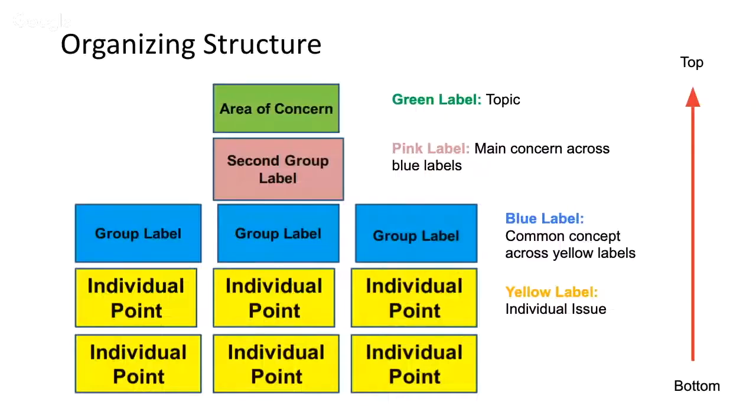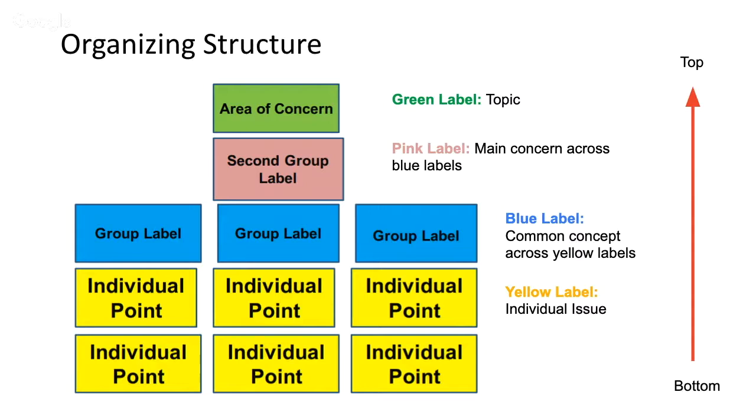Okay, so how do you go about doing this exercise? This exercise is split into four categories, four different labels. We work from bottom to top. First, you have your yellow labels where you list out all your individual issues on each post-it. Then you group them together under a blue label. It can be a common concept or a common feature that is relevant to these issues. Next, you lump all the blue labels together and list them under an umbrella pink label, which is the main concern of your end user. I will show you an example later.